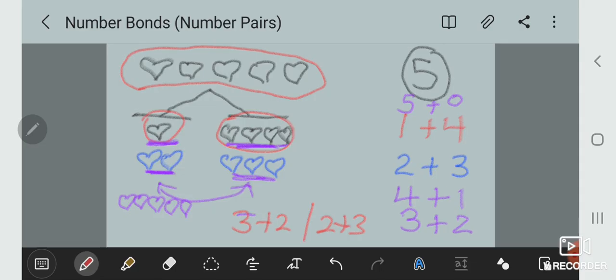Or if I have 2 and 3, I really have 5. So a lot of this, as I said, this week.